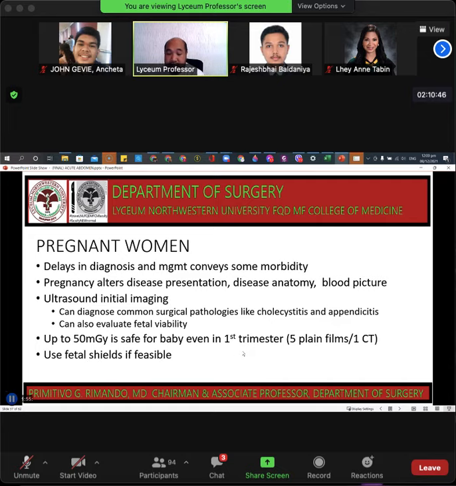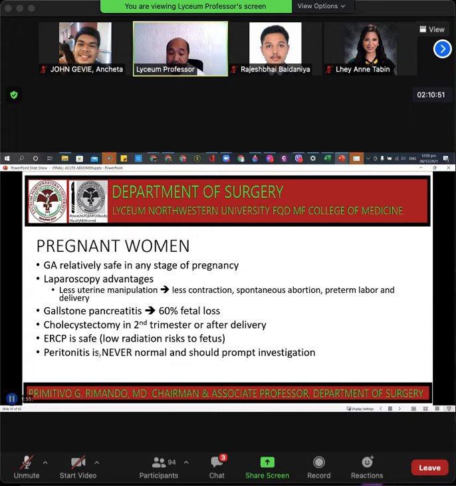It's actually safe to operate on pregnant women. You can either do open or laparoscopy. Of course, we do our laparoscopy in the second trimester. The uterus is not that large to restrict your laparoscopy, and not too early to cause premature delivery. If for example you have a disease that you can delay surgery, we either delay it to the second trimester or delay it long enough after the mother has delivered.